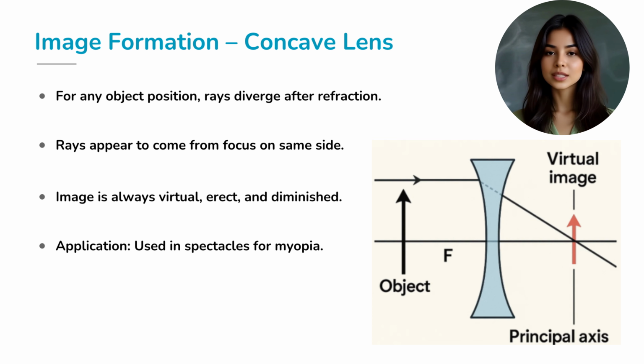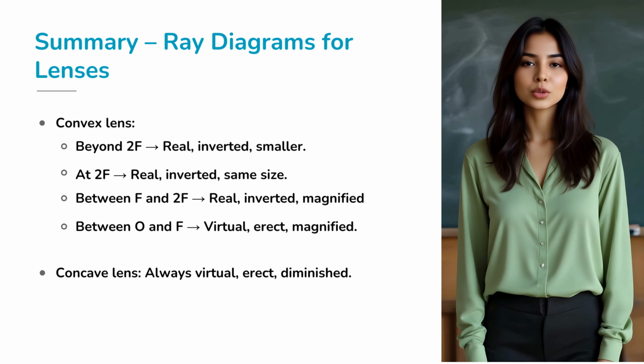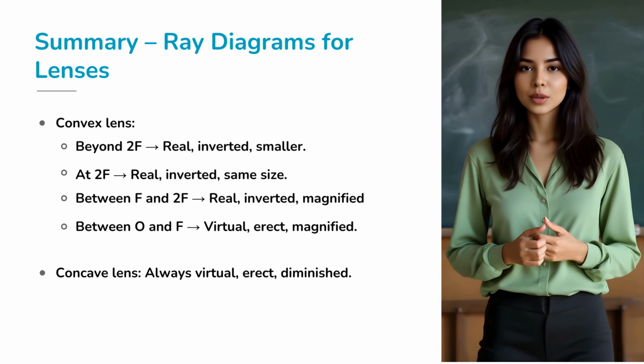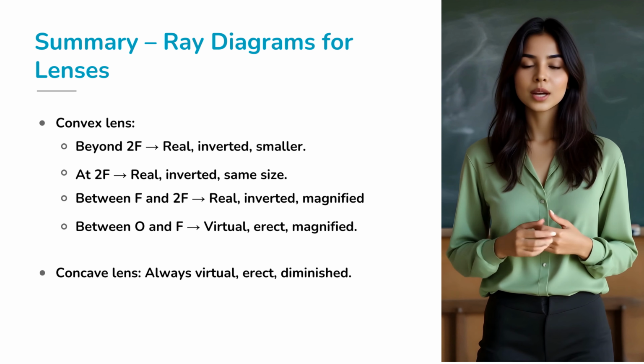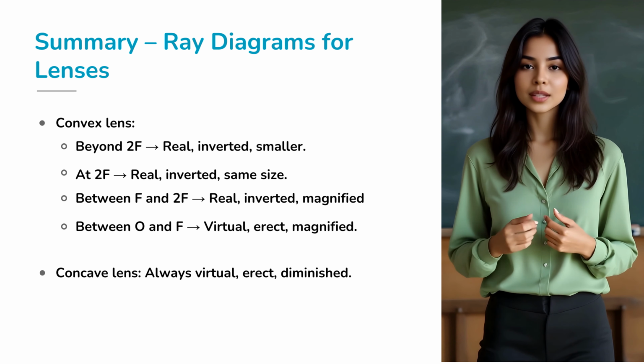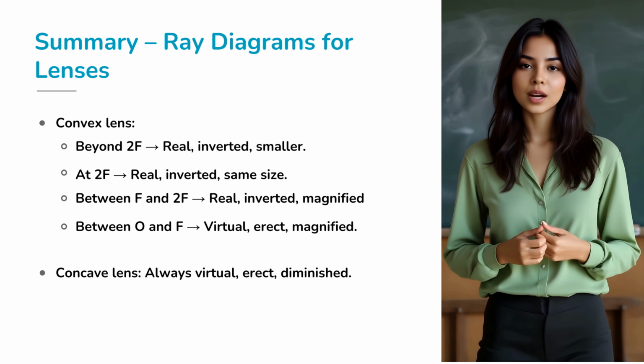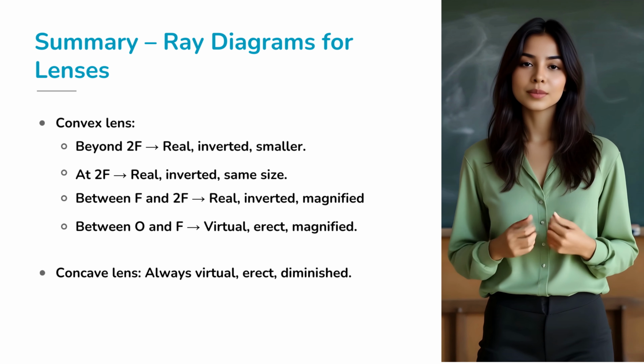So, to summarize, for a concave lens, the story is short and sweet. Any object, any position, the image is always virtual, upright, and diminished, appearing on the same side of the lens. Alright students, time to wrap things up with a big picture summary of ray diagrams for lenses. Let's start with the convex lens, our versatile all-rounder.